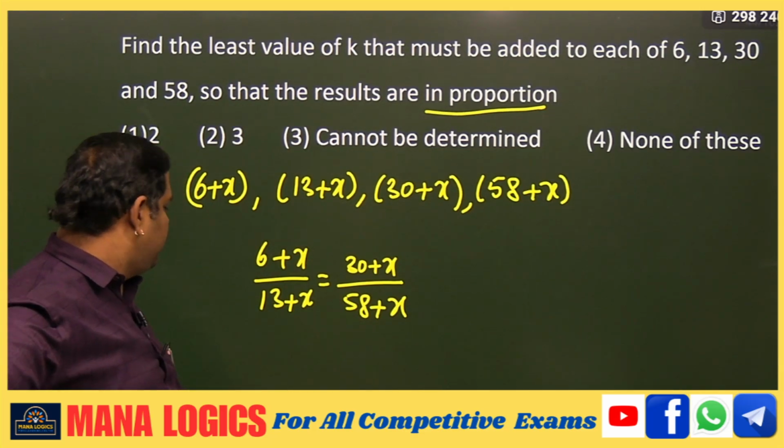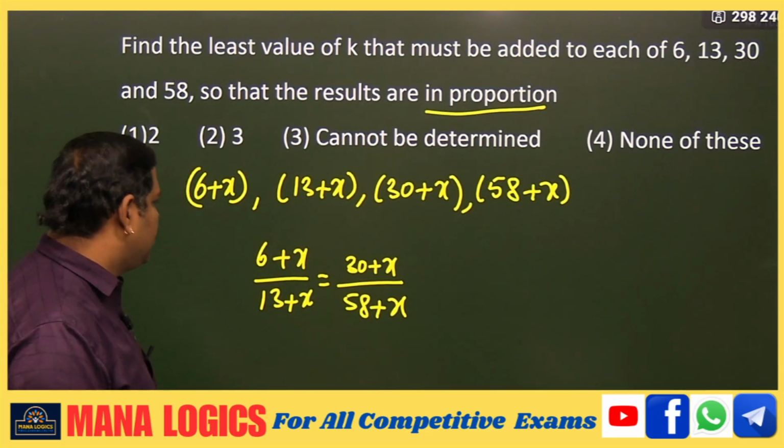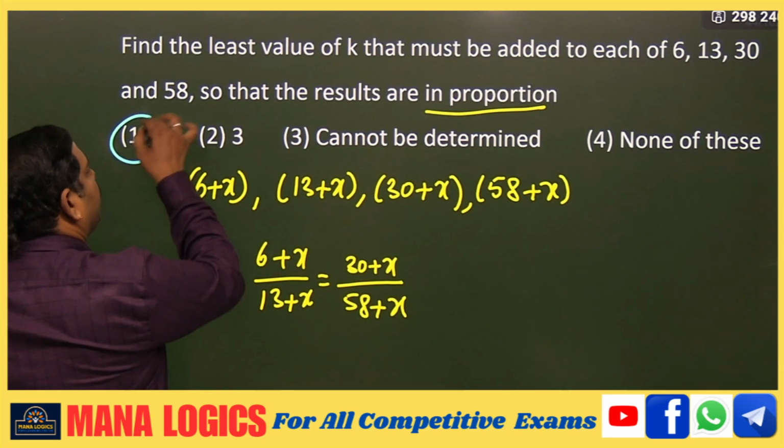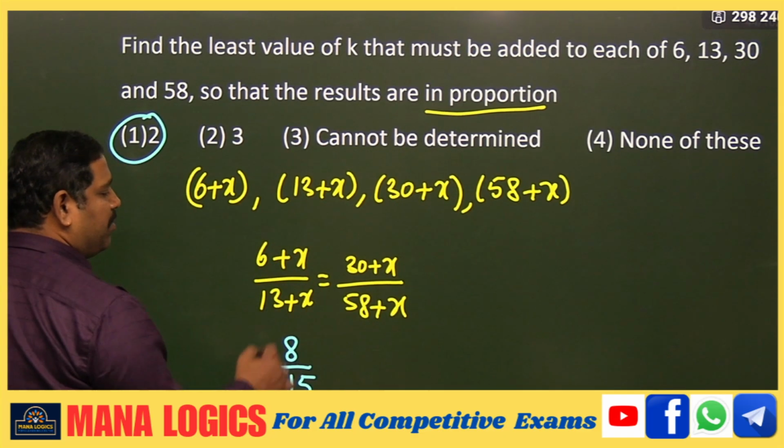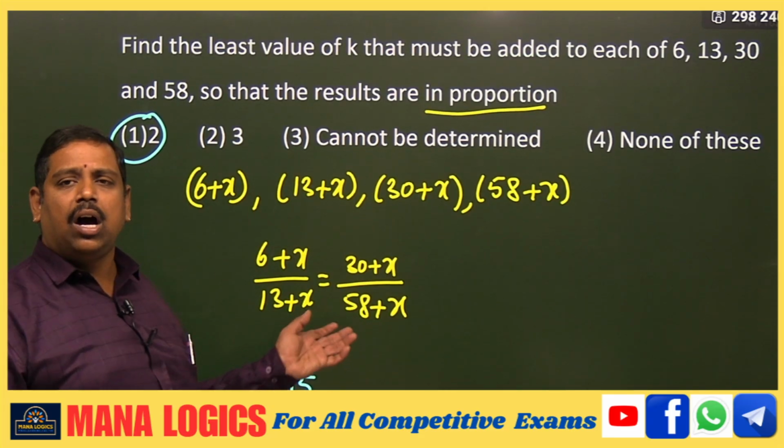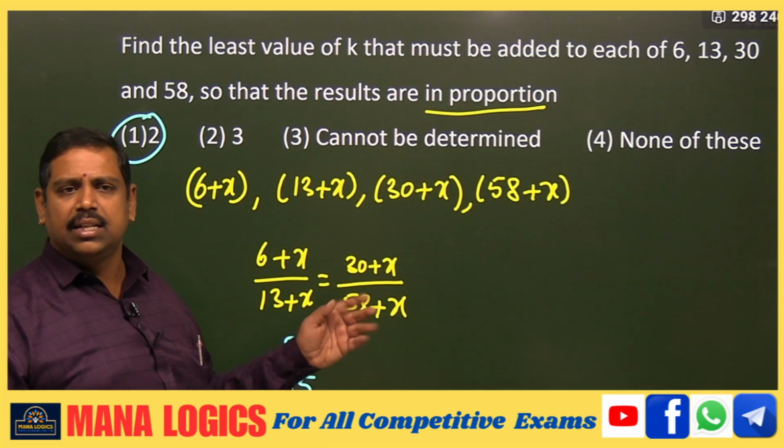2 and 3, which one will you try? Sir, 2 is smaller, sir. I will try with 2. 6 plus 2 is 8. 13 plus 2 is 15. So it is 8 by 15 on the LHS. If on the RHS also I get the same, yes, it is correct.